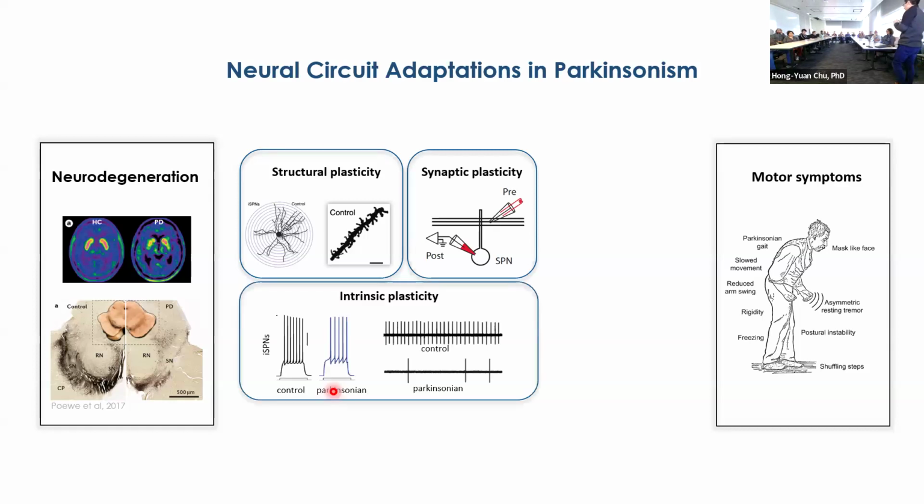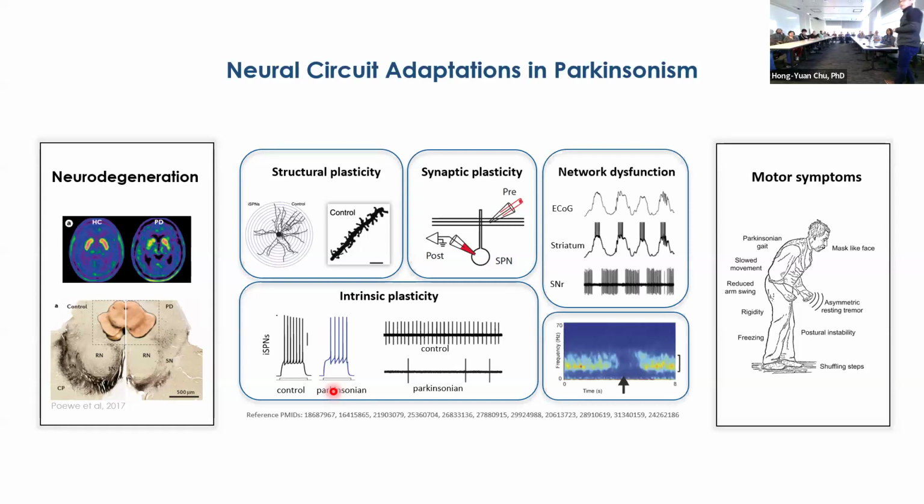Another aspect of adaptation would be intrinsic adaptation or intrinsic plasticity, which has been reported mainly in the striatal indirect pathway neurons, the GPe, and the STN. After dopamine loss, many of these neurons, like the STN neurons, lose their intrinsic stability. It's even harder to get those fine extensions. Combining these structural, synaptic and intrinsic adaptations, eventually this whole circuit evolves into a highly synchronized bursting pattern of activity.